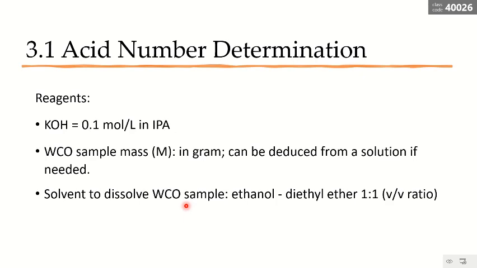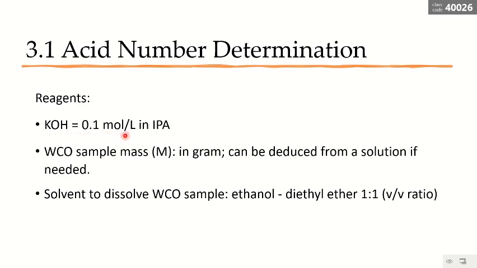Okay, we know the method. Now we need to know how to determine it, basically how to do it or how to calculate it, right? So now the reagent, we know we are going to use the potassium hydroxide. The solution-wise, we are going to use 0.1 mole per liter.